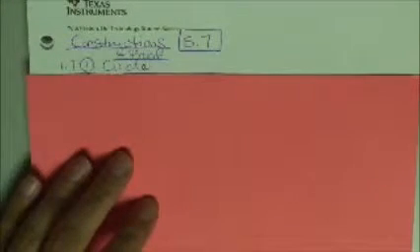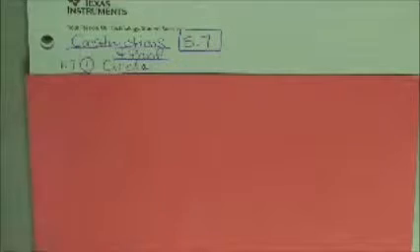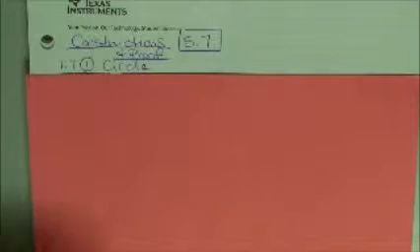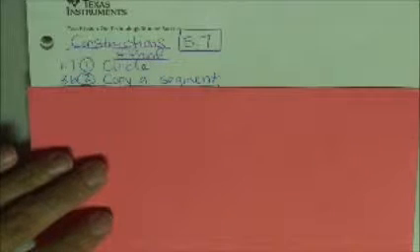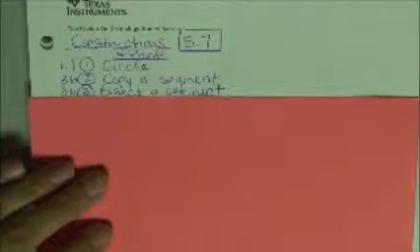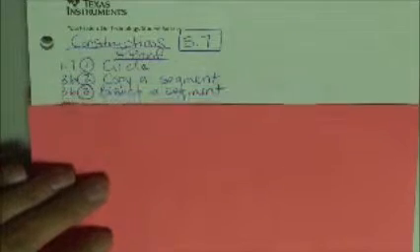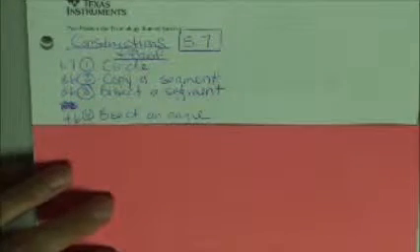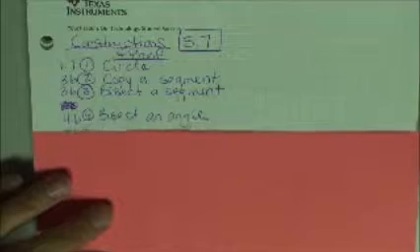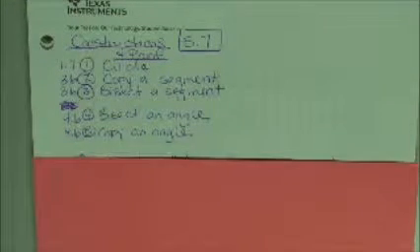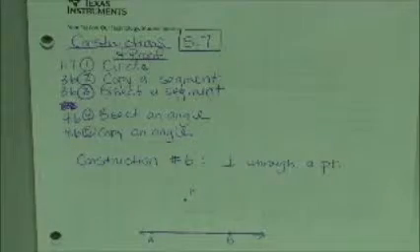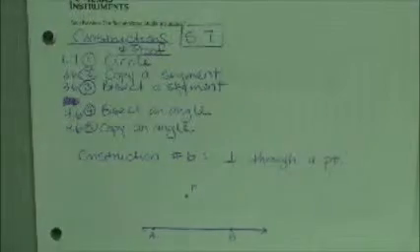Okay, so let's review the constructions you already know. You know how to construct a circle from 1-7. You know how to copy a segment from 3-6, bisect a segment from 3-6, bisect an angle from 4-6, and copy an angle from 4-6. So today we're actually going to learn 3 constructions. The first of which is drawing a perpendicular through a point.